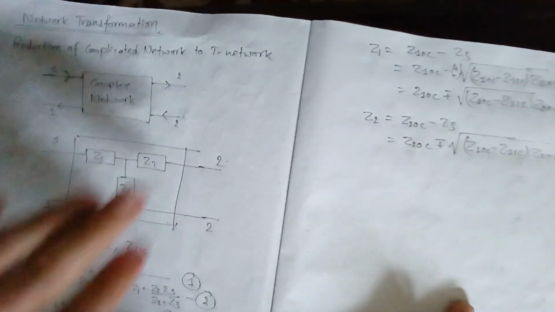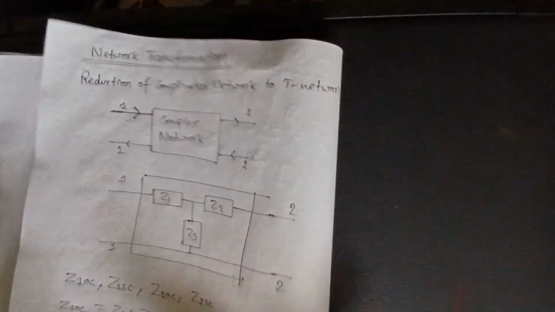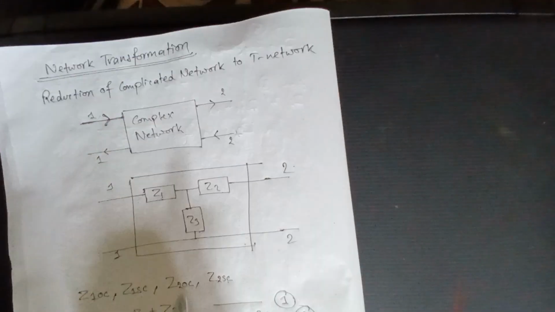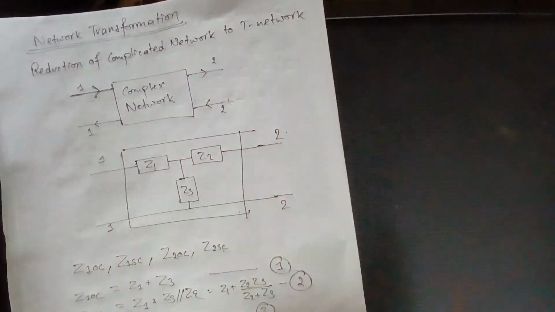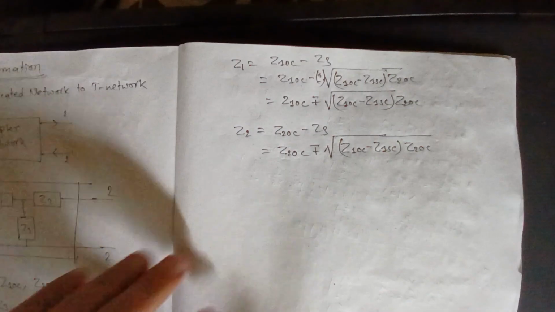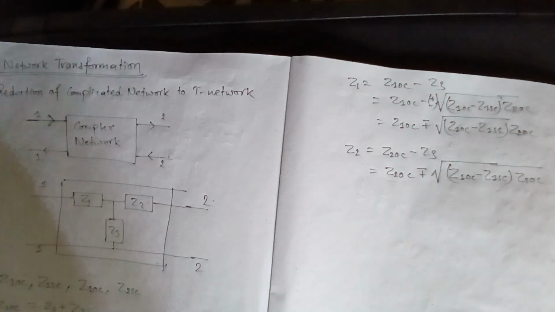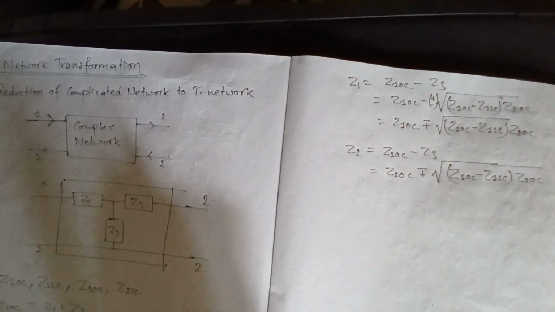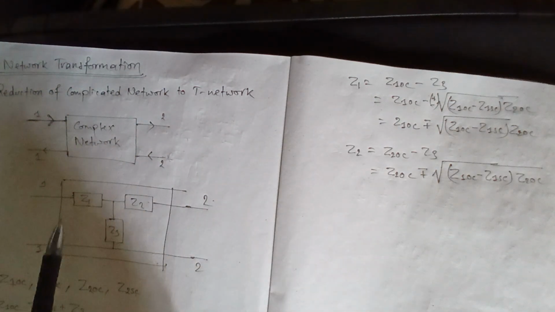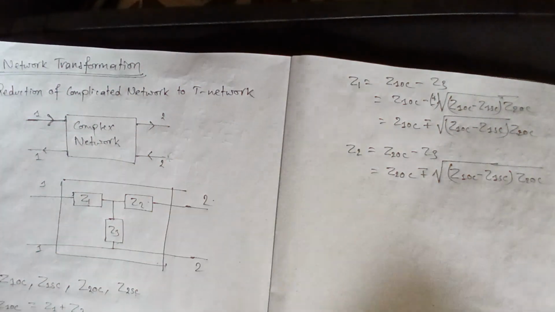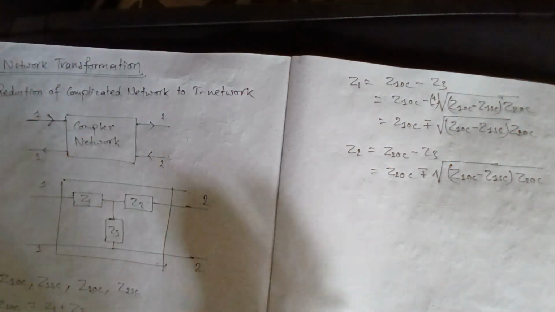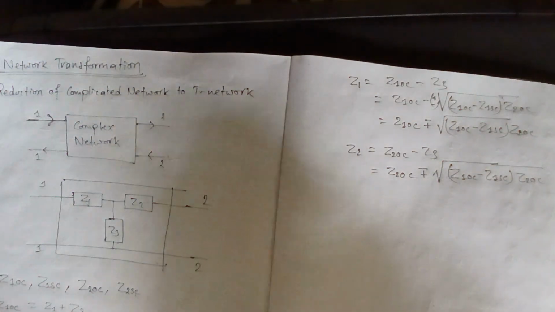This way we converted a very complicated network to a very simple T network, right? And we get the values of Z1, Z2 and Z3. Remember that this will only work at a single frequency, because the impedance values of inductors and capacitors will change if the frequency changes, right?